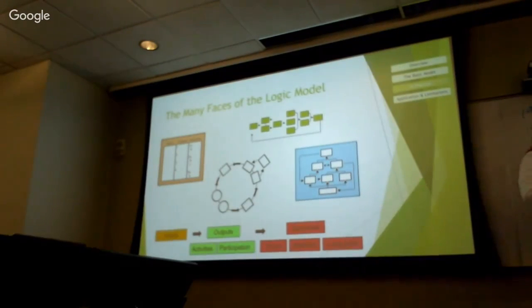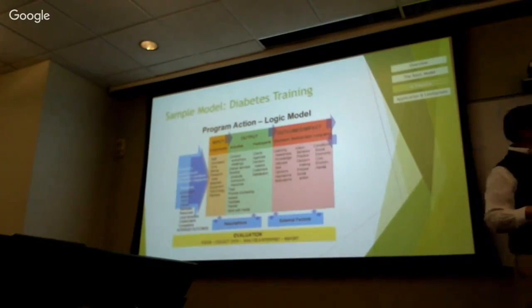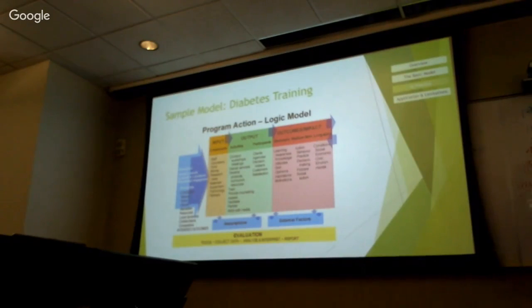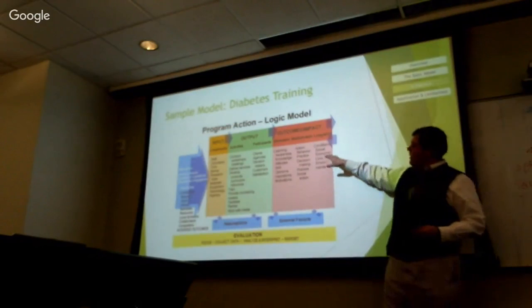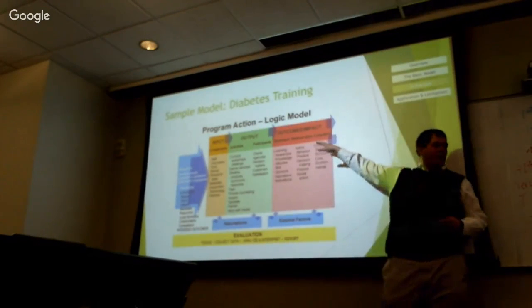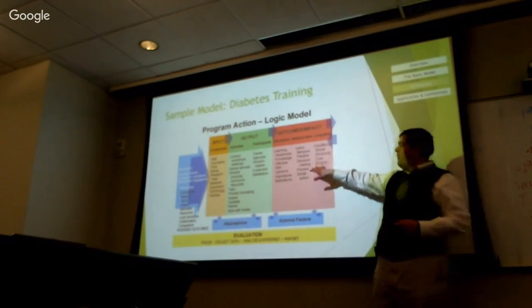We have a couple of examples that we want to pull from. We found a diabetes training that someone put the logic model together for, trying to figure out what they had available, what they were going to do, and the outcomes. Two things we want to point out on this particular example. This one did use the short-term, medium-term, long-term outcomes or impacts, which we saw a lot of people do. They break it down that way.